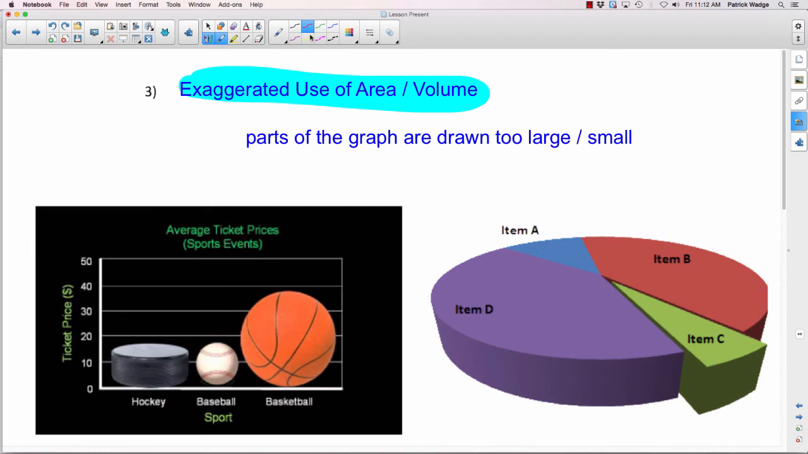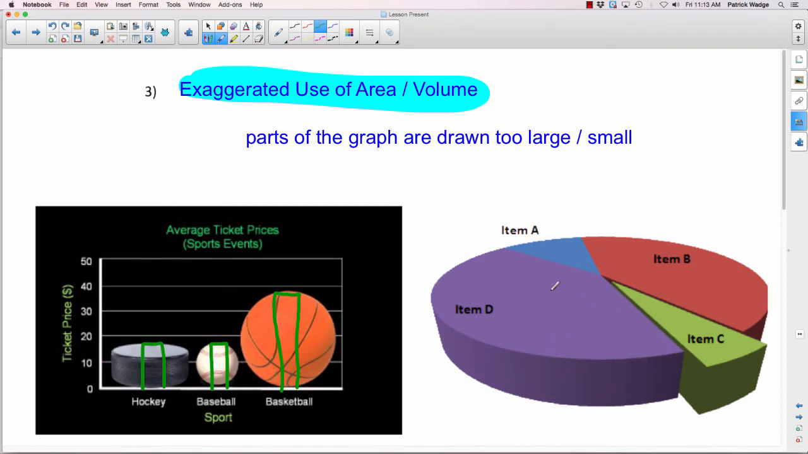If you were to draw this with bar graphs, hockey would go up to here, baseball would go up to here, pretty well exactly the same, and basketball would go up to here. Is it higher? Yeah, it is higher, but it doesn't look as excessive as it does when you draw these big balls like this.